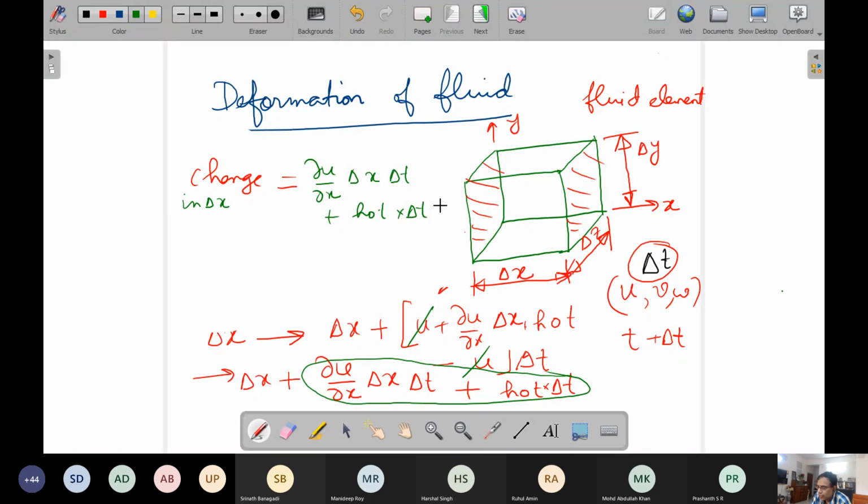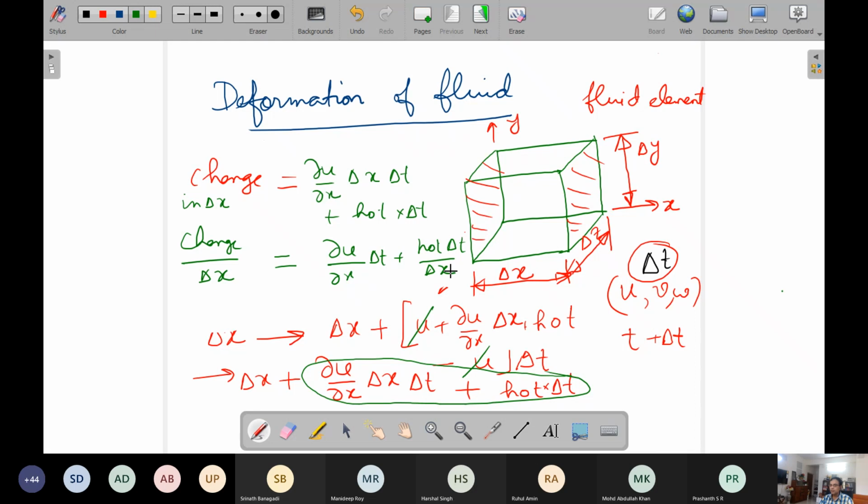So how do you define strain? Change in length per unit length. So change divided by length, original length delta x. So this is the change in length per unit length. Right? So now you observe one thing which is very, very important for fluid kinematics. As you allow more and more time, the change will be more.